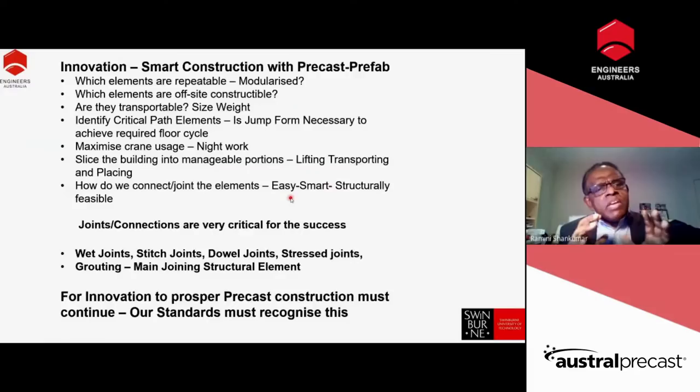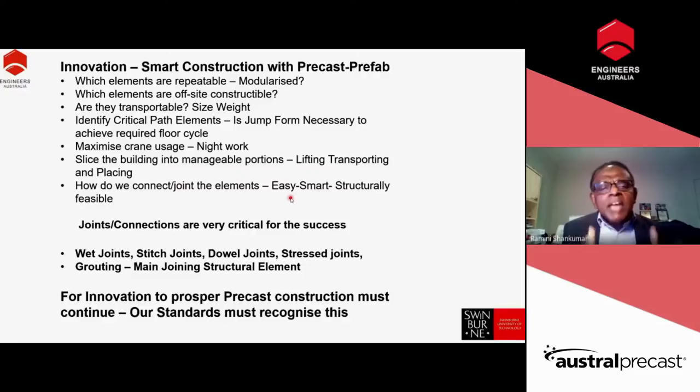So innovation, smart construction, precast, prefab, think about this one. Which elements are repeatable, or modularized? That is very important, isn't it? Standardize those things. Which elements are off-site constructible? We have to identify that one. Are they transportable? You've got to make sure of size, weight, height, everything. Identify the critical path elements, because you can't transport the whole lot. Its weight is going to be more and more. So we must identify the critical path and transport them.